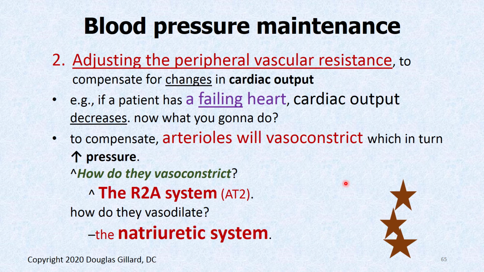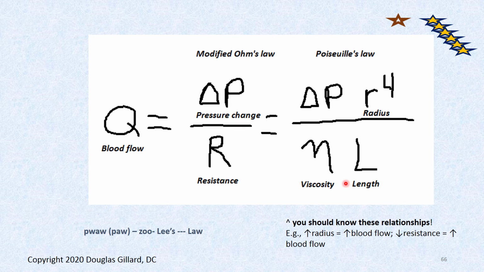If a patient has a failing heart, you can vasoconstrict arterioles, which will increase the pressure and help perfuse the organs. How do they vasoconstrict? The renin-angiotensin system and the natriuretic system. That's how they vasodilate. We haven't talked about that yet, but we'll get to that soon. And I'm not going to ask you questions on this. I threatened to do this one time, but this is not my zone.